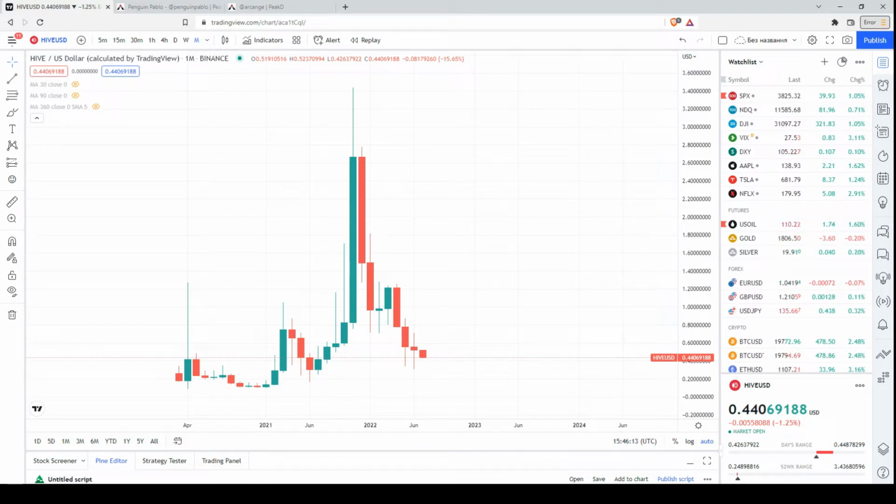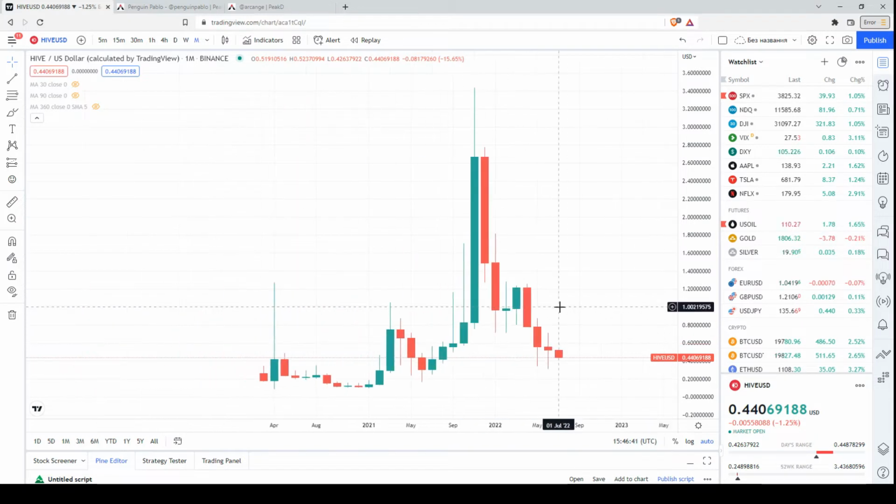Hello, beautiful Hive community. Today, I would like to analyze the price chart of Hive, because usually once a month or twice a month, I analyze the price chart of Hive, our ecosystem. Also, one of my Hive friends, Video Addiction, asked me last week about the price chart of Hive. That's why let's have a look today at the price chart of Hive. The current price is 44 cents, 0.06. This is the monthly time frame.